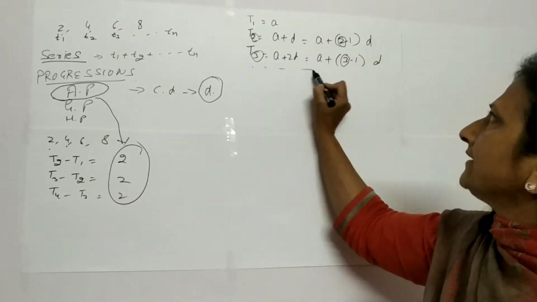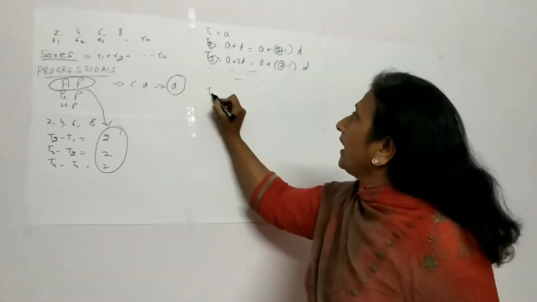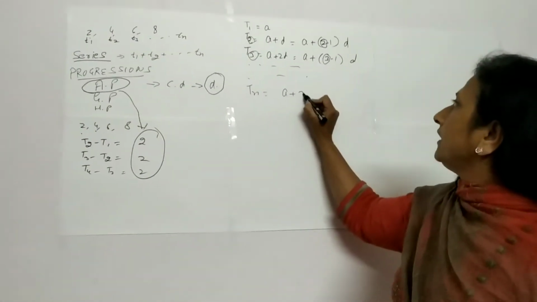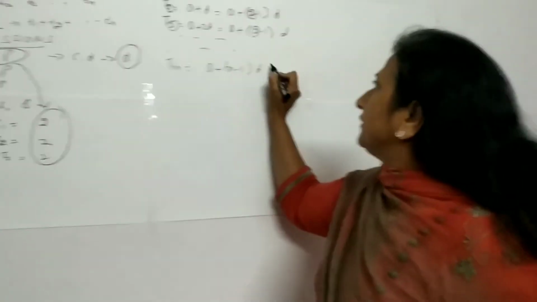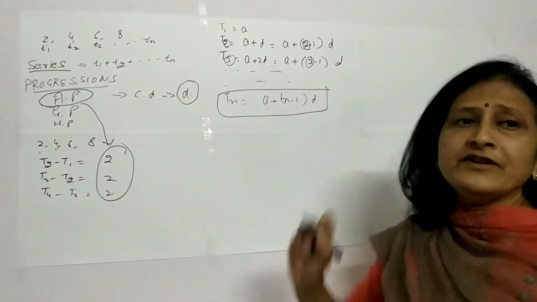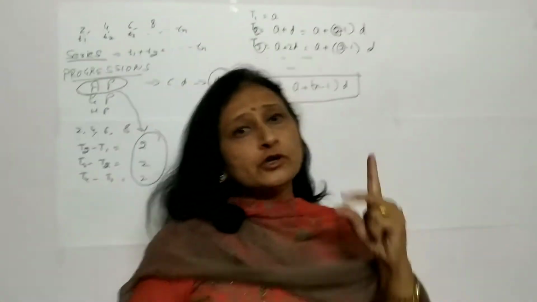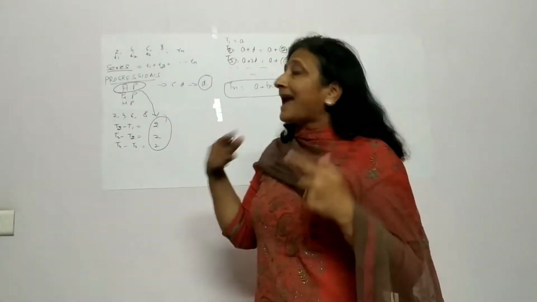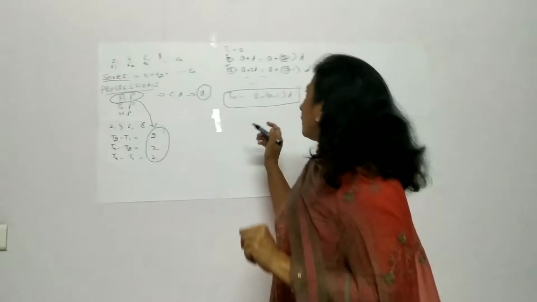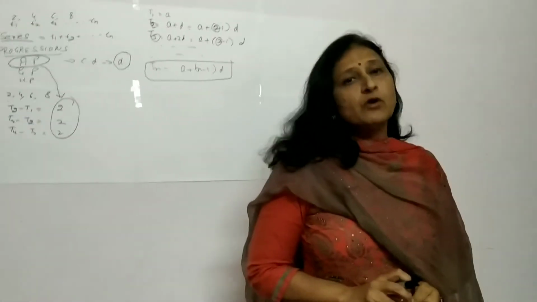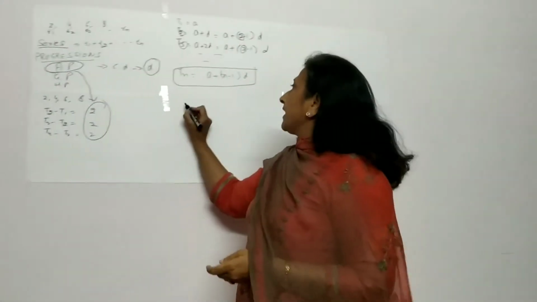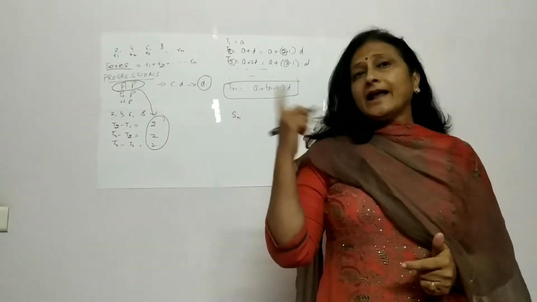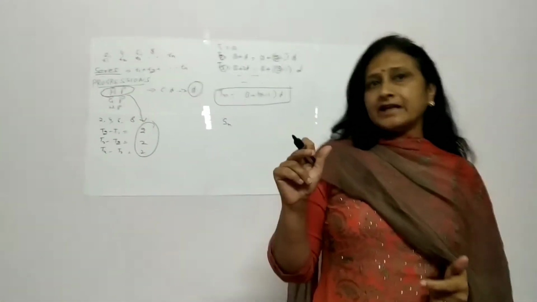Continuing like this, on observing the pattern, the nth term Tn comes out to be A plus (n minus 1) into D. So if we have to find any term of an AP, we should know two things: the first term and the common difference. Then we can find any term of an AP. Next I shall be taking up how to find the sum of n terms of an AP. Say Sn denotes the sum of n terms, A is the first term, L is the last term, and D is the common difference.